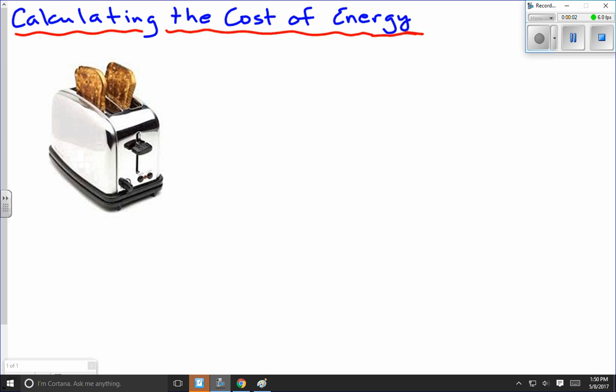All right, in this video we're going to be looking at how to calculate the cost of energy using the specific example of how much does it cost to cook toast every morning for a whole year. And to do that we need a formula, and the formula is energy is equal to power times time.